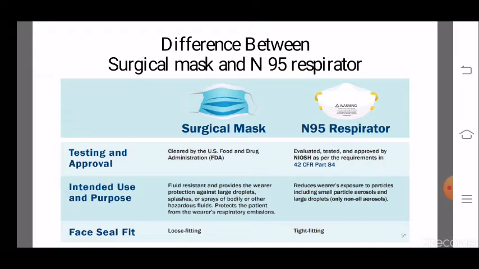And N95 respirators reduce the wearer's exposure to particles, including small particles, odors, aerosols and even large droplets. So it is better to use an N95 respirator rather than a surgical mask while you are in close contact with COVID-affected patients. The fit for a surgical mask is loose, and respirators define a tight fit.